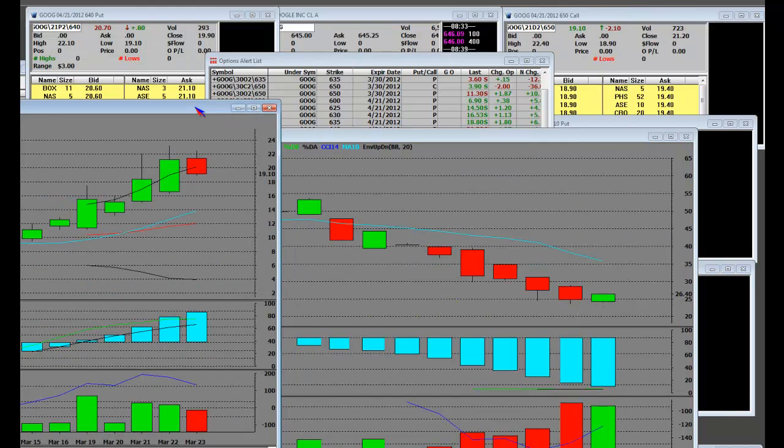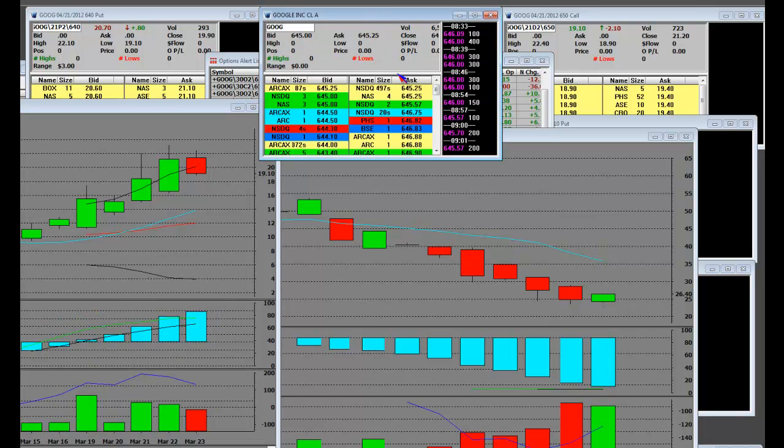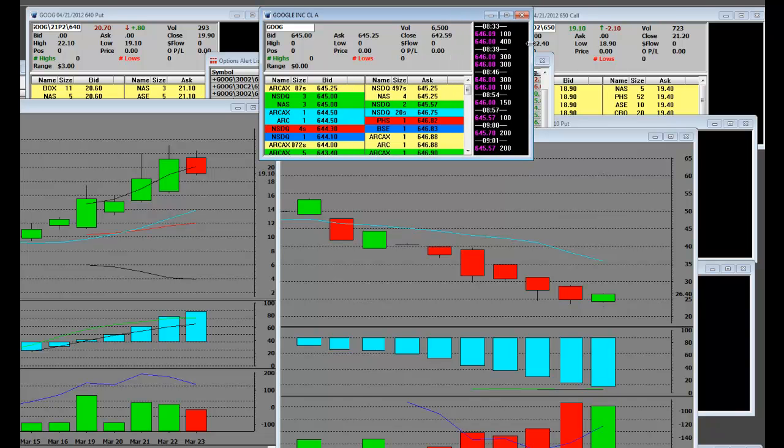The only way that that's going to happen is that Google right here is going to have to break above 652. Okay, it already has that gap working for it because it does. 6,500 shares, big deal. 642, that's a $3 gap.